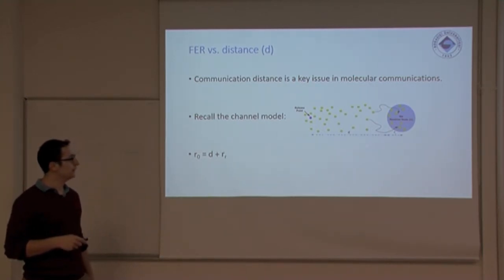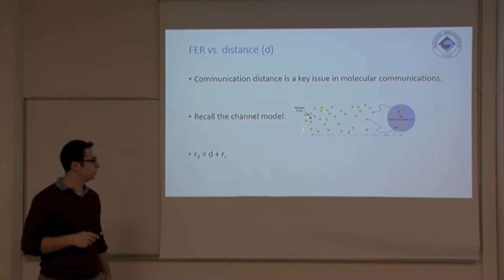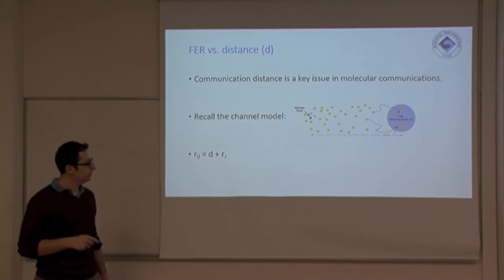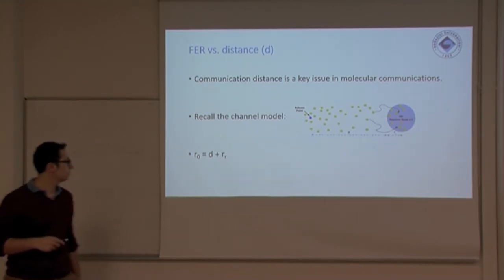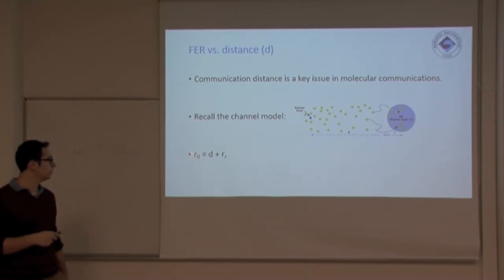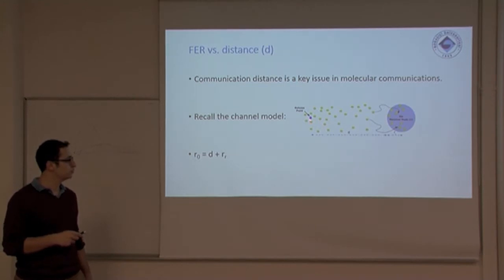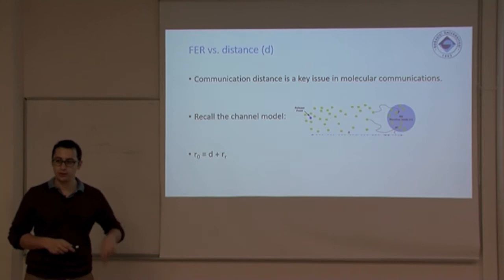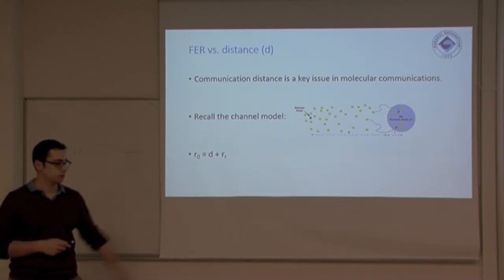So recall that the communication channel model is this. We have D, the distance between the closest point of the receiver to the transmitter, and RR, the receiver radius. So we define another metric here, R0, which is the sum of these two variables, and it's the point to center distance between the transmitter and the receiver.